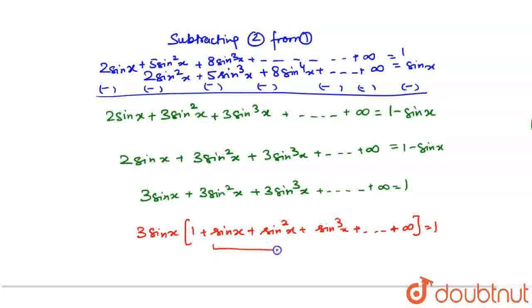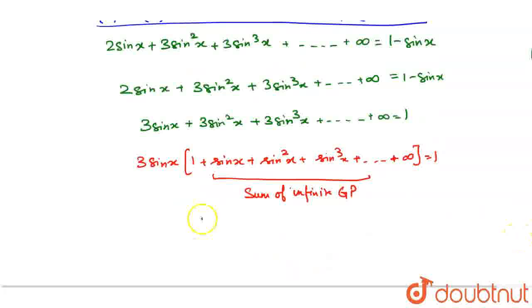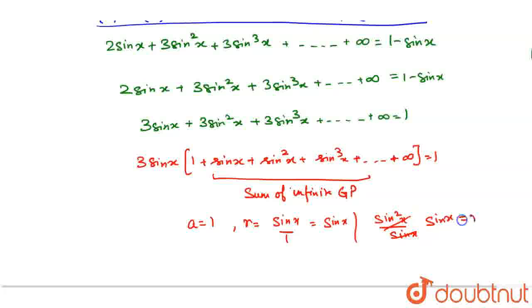So this is the sum of an infinite GP. Correct? This is the sum of an infinite GP. And what is A in this? A is equal to 1 and R, the common ratio, is sin x by 1, which is sin x, or you can take the second term as well, sin square x by sin x, so it will be sin x. So this is my R.